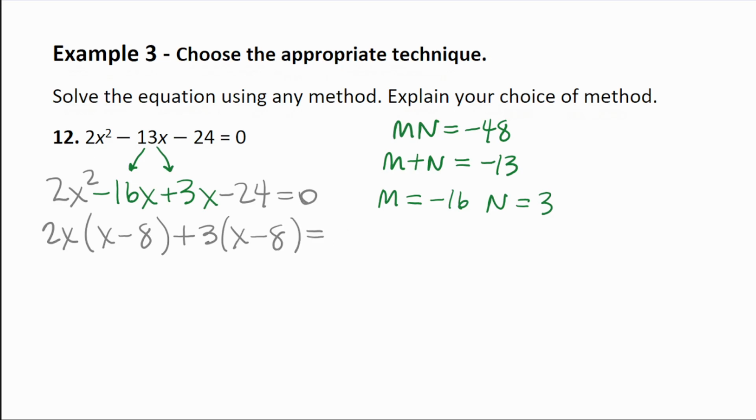No, that would not be good. We have a zero product property, not an 8 product property. So I'm going to factor out that x minus 8. I'll have a 2x plus 3 from that.